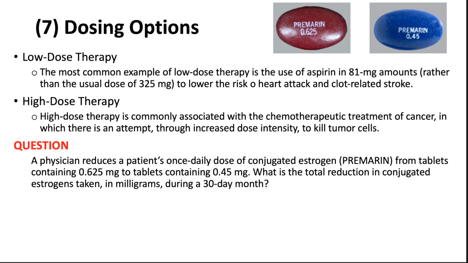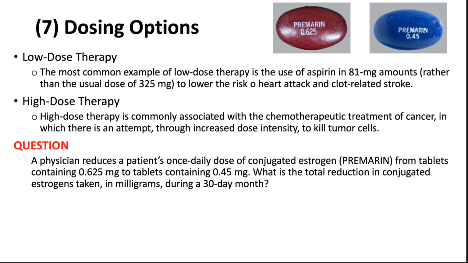So in this question, what it says is that a physician reduces a patient's daily dose of conjugated estrogen, brand name Premarin, from tablets containing 0.625 milligram to tablets containing only 0.45 milligrams. And the question asks, what is the total reduction in conjugated estrogens taken in milligrams during a 30-day month? So by reducing the dose, what total weight of estrogens will we be able to reduce, and therefore reduce the burden on the body from having to be exposed to?